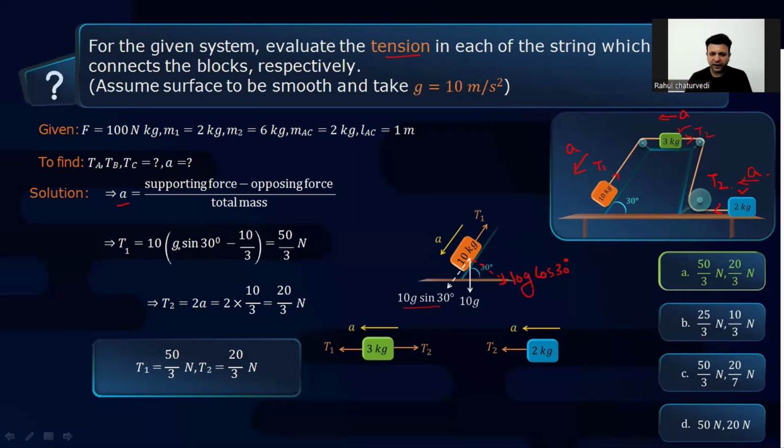So for the acceleration part, how can you solve it? First force, 10g sine 30. Just form the equation. 10g sine 30 minus T1 will be equal to 10 into A, right? Just we have to see whether one more condition is given or not.